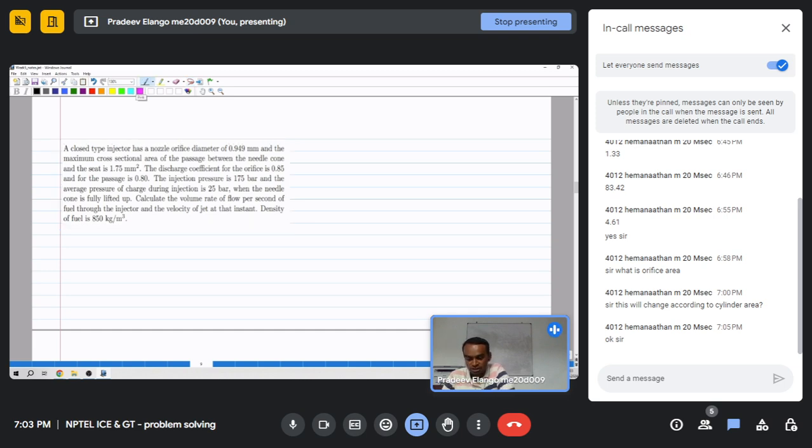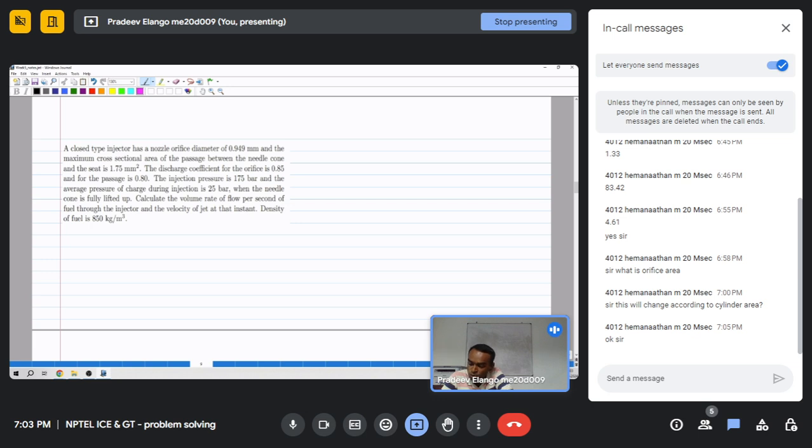A closed type injector has a nozzle orifice diameter of 0.494 mm, and the maximum cross-sectional area of the passage between the needle cone and the seat is 1.75 mm square. The discharge coefficient for the orifice is 0.85 and for the passage is 0.8. The injector pressure is 175 bar and the average pressure of charge during the injection is 25 bar.